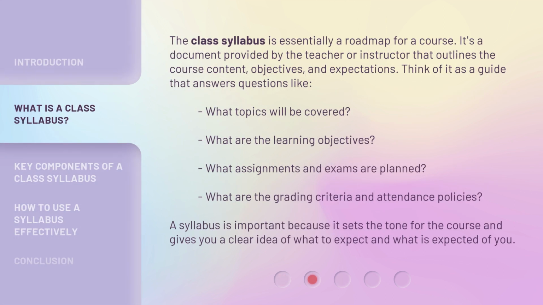The class syllabus is essentially a roadmap for a course. It's a document provided by the teacher or instructor that outlines the course content, objectives, and expectations. Think of it as a guide that answers questions like, what topics will be covered? What are the learning objectives? What assignments and exams are planned? What are the grading criteria and attendance policies?